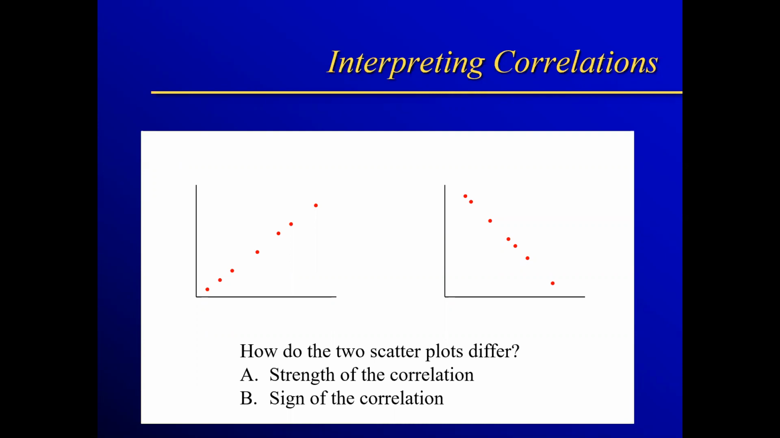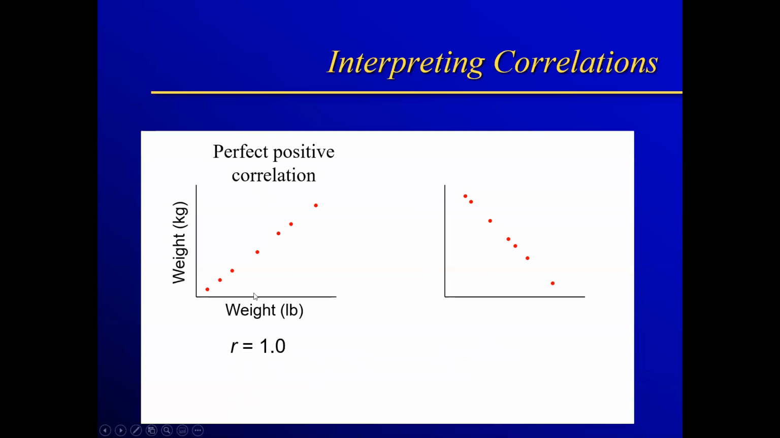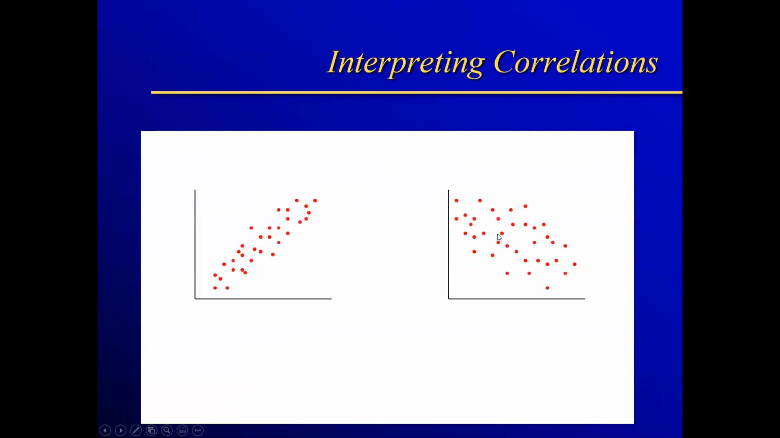Yeah, so it's the sign of the correlation. We know that this one's a positive correlation because it's going this way. Our slope is positive. This one, a negative correlation because the slope is negative. How about this one? Which correlation is stronger? The one on the left or the one on the right? All right, I'm seeing mostly A's. Good job. That correlation is stronger.